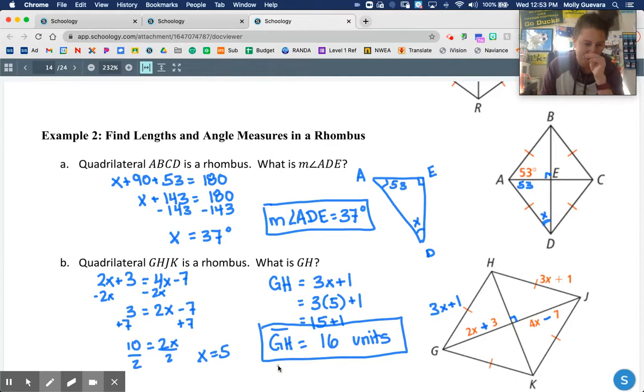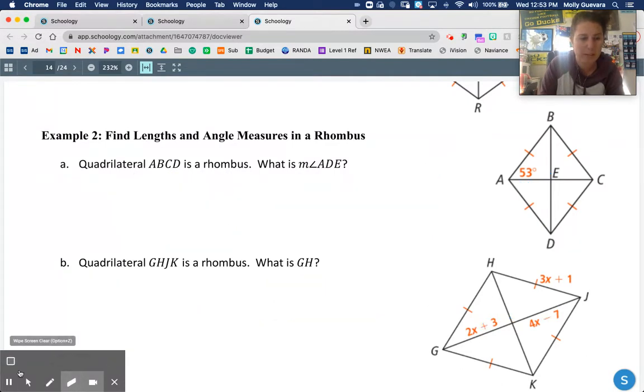So the length of GH is 16. So hopefully that makes sense. Again, we're just using those properties of our rhombi to solve these problems. So we have a couple of try-its here.